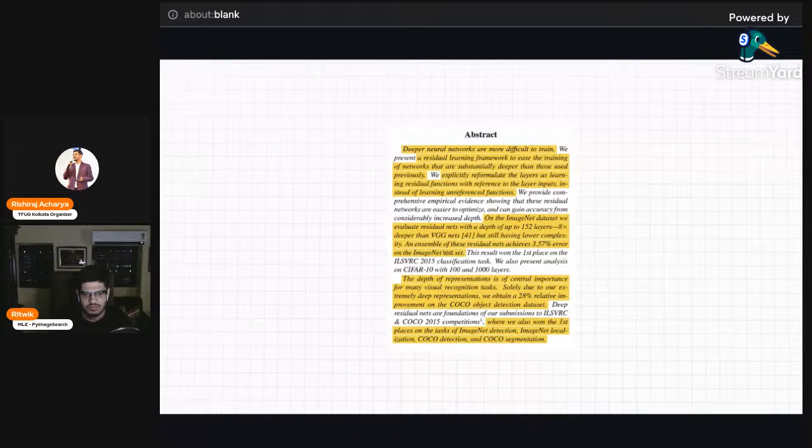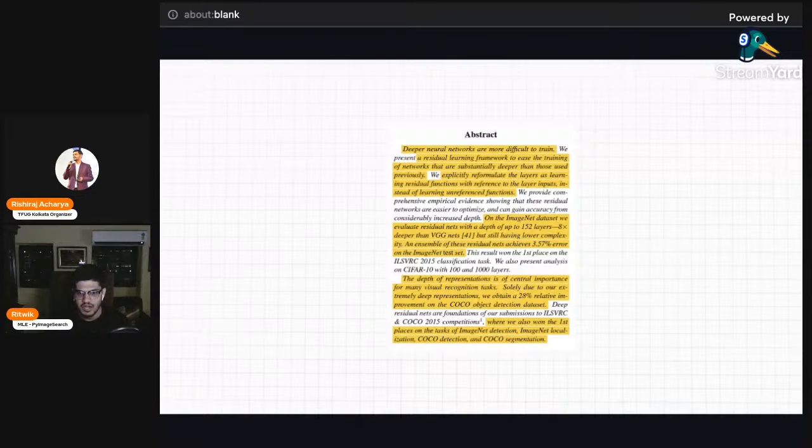Now, the abstract kind of sums up the paper, which is true for almost all papers. About the abstract, it goes like this. Normally, as you add more layers to a deep learning model, it should get better at its task because it can learn more and more complex features. This is not always true. In practice, deeper networks often don't perform as well as expected.